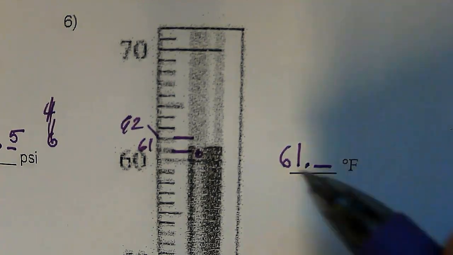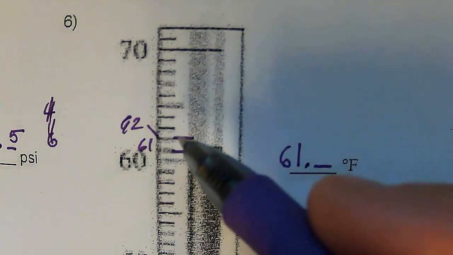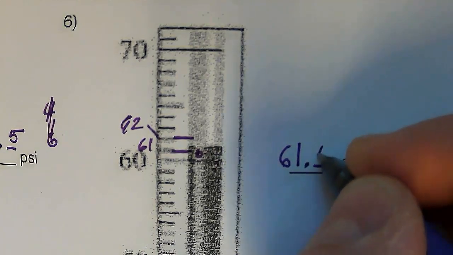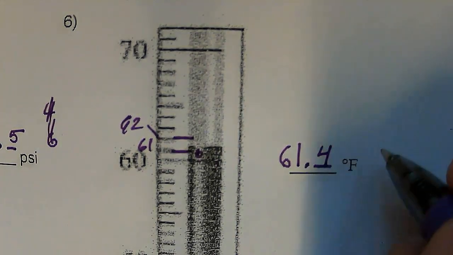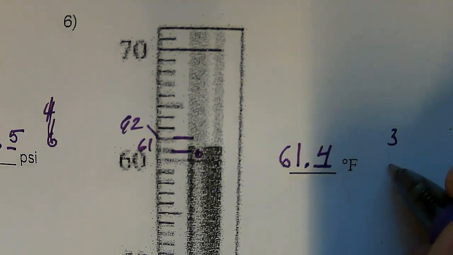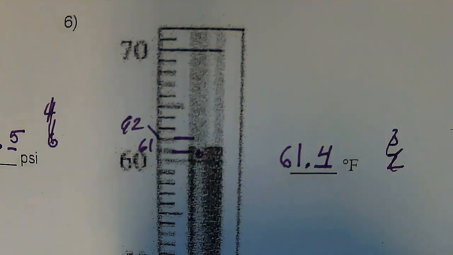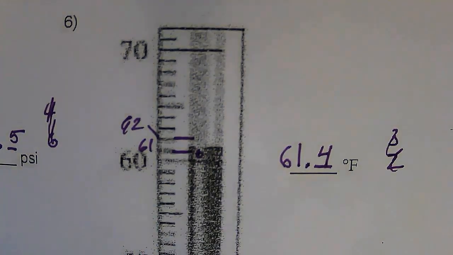And so it looks to be a little less than halfway to the 62. So that's going to be 61 point maybe 4 or 61.3 or even 61.2. I don't know. But I'll pick 61.4. So there you have it, answering all the questions on the Measuring with Sig Figs worksheet.